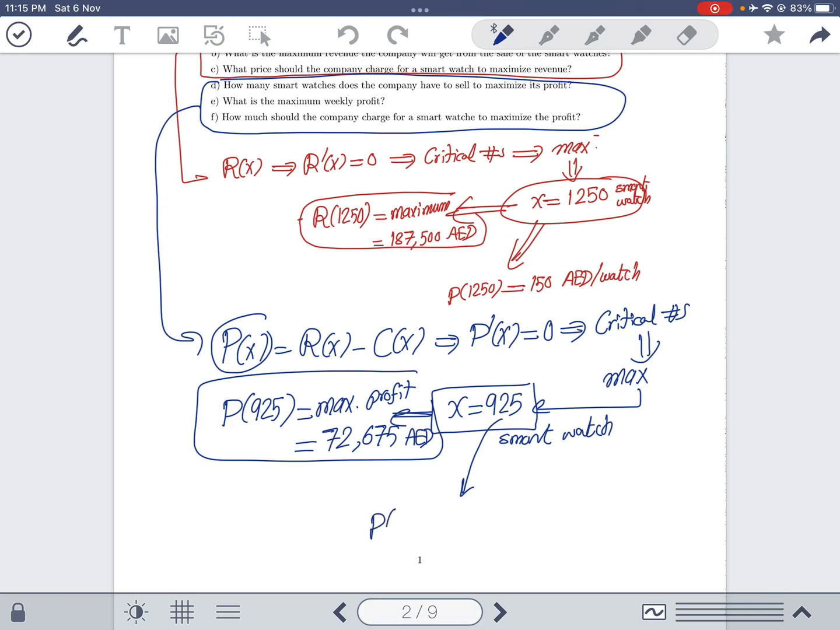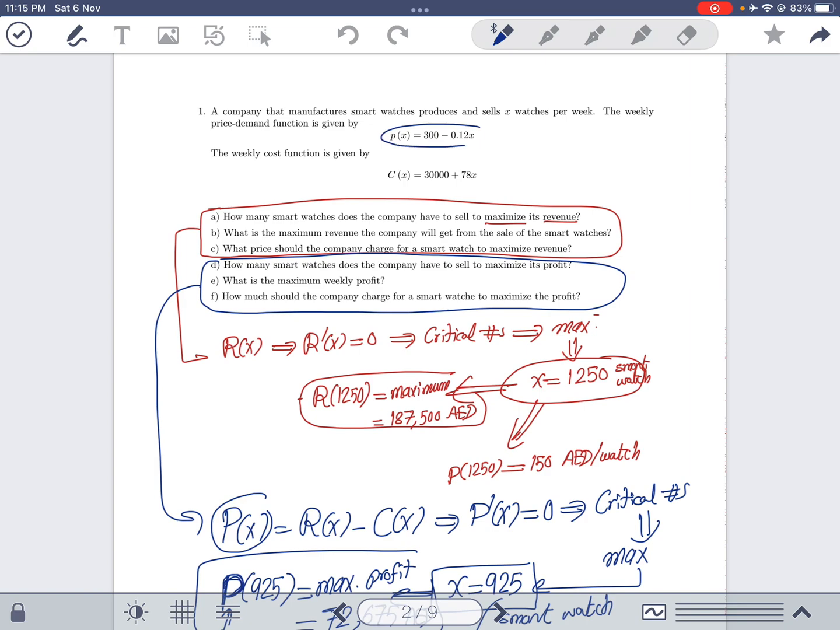They should charge P of 925, small p. This one is small p, this one is the big P. See, this one here is the profit. The profit function is the capital or big P. And this here is the price demand. Price demand function is the small p. So P of 925, you just put it in here. We got it from the graph, but if you want to get it from the calculator, it's just 300 minus 0.12 times 925.